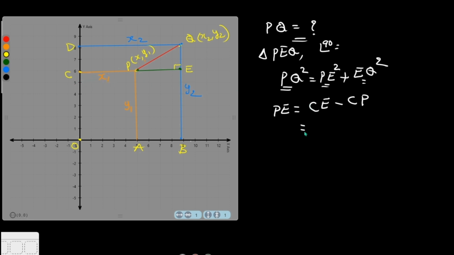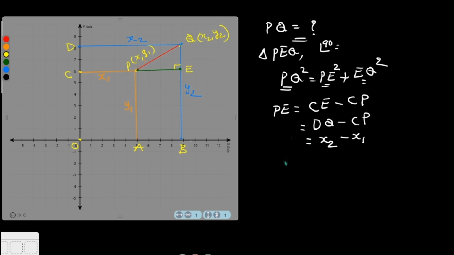Then, what about CE here? CE is equal to DQ. It is the same, right? So, CE is equal to DQ minus CP. Okay. What is DQ here? PQ is X2. X2 minus what is CP here? CP is X1.